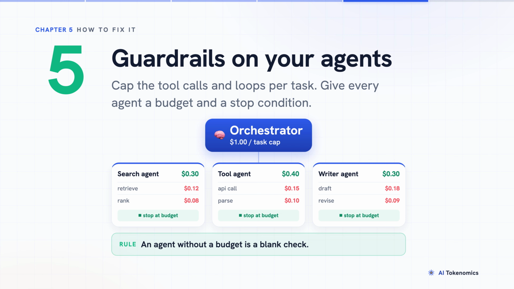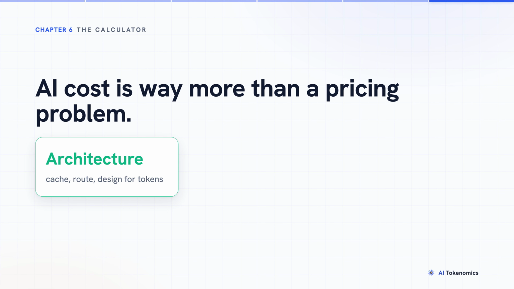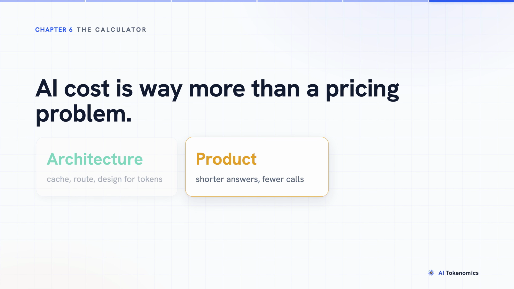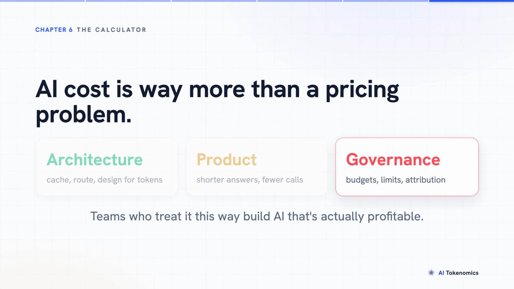Do those 5 things, and the bill we calculated doesn't just survive scale, it shrinks. Caching cuts repeated input by 90%. Routing halves your model cost. Output limits trim the most expensive line. Same product, a fraction of the cost. So the real lesson, AI cost is way more than a pricing problem. It's an architecture problem, a product problem, and a governance problem. The teams who treat it that way build AI that's actually profitable. The teams who don't get the surprise bill.